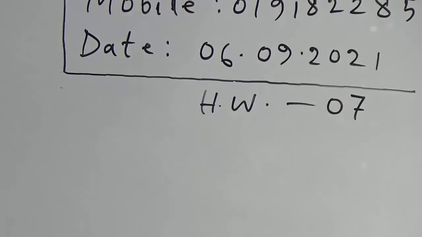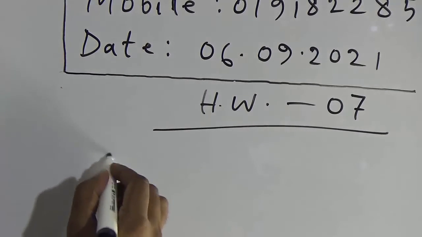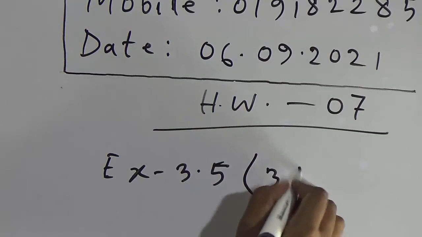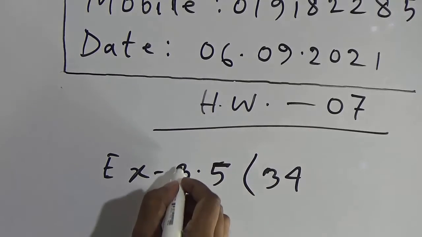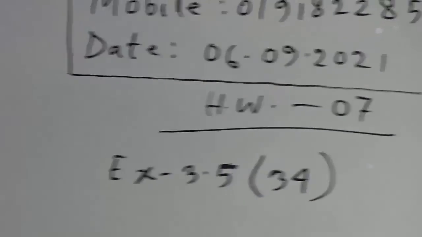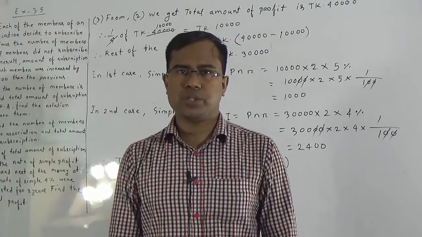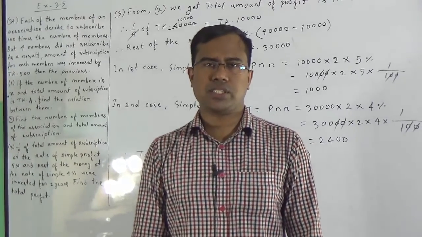Dear students, our today's SW number 7, and the topic of the SW is exercise 3.5, question number 34. Again I am telling, today's SW number 7 and the topic of the SW is exercise 3.5, question number 34. That means our today's CW is your SW also. Okay, students, do your SW properly and submit on next Saturday.